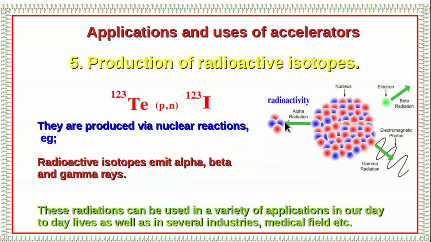So we have a suitable nucleus which is bombarded with an incoming radiation, and it gets excited and can emit various types of radiations or particles. We know that the primary radiations or particles which are emitted from radioactive isotopes are the alpha, beta and gamma rays. Now these radiations emitted from the radioactive isotopes can be used in a variety of applications in our day-to-day life as well as in several industries, the medical field, etc.